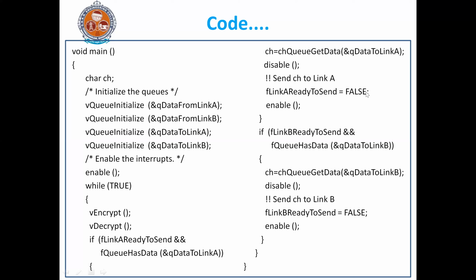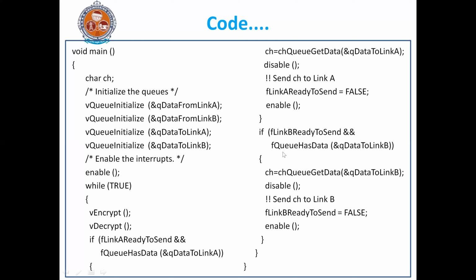So once the character has been sent to link A and the flag has been set to false, we are enabling the interrupts again. Now if any interrupt occurs, the control will go to that particular interrupt. The reason we disable the interrupts while doing this task is that this task must be completed, that is, the sending of the character must be over, and only then should you allow another interrupt. Okay, so that is over.